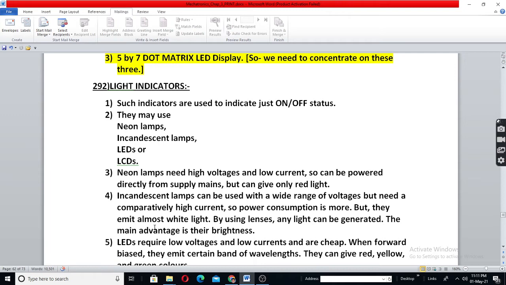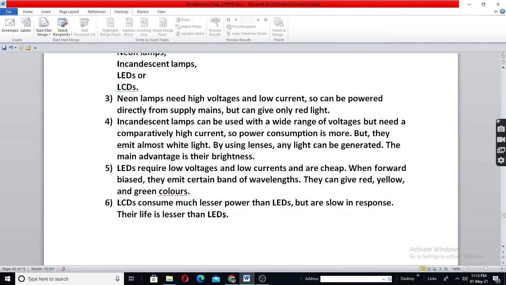Incandescent lamps can be used with a wide range of voltages. You have 50 volts, 70 volts, 100 volts, 230 volts, etc. But they need comparatively high current, so power consumption is high. But they emit almost white light, and by using lenses, you can get any color. Main advantage is its brightness is higher. Neon lamps' brightness is lower.